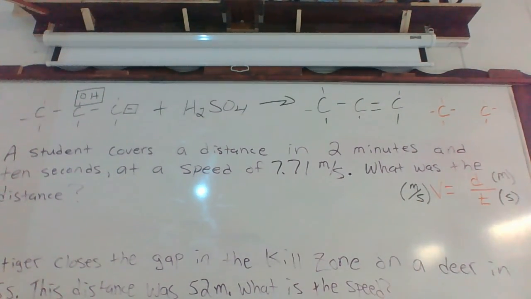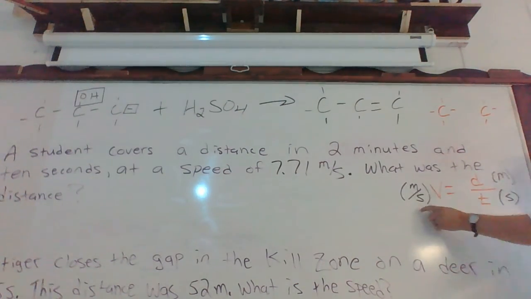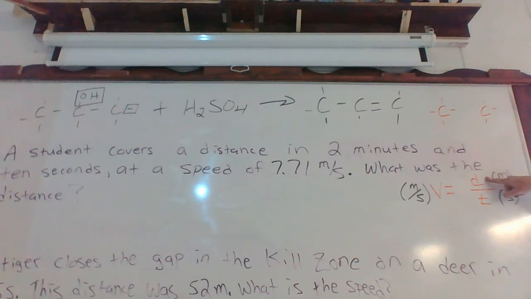Now, are all speeds and all velocities measured in meters per second? No. You hop in your car and you got these two labels you could use. Miles per hour or lesser known kilometers per hour. Okay? So if we see something measured in meters per second, we know that it's a speed or a velocity. If something is measured in meters, we know it's a distance. If we see something measured in seconds, we know that it is a time.